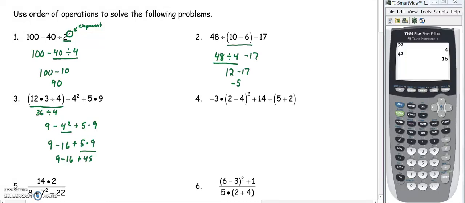And now I can do my addition and subtraction from left to right. So first I'm going to do 9 minus 16, which is negative 7, plus 45, which gets me positive 38.